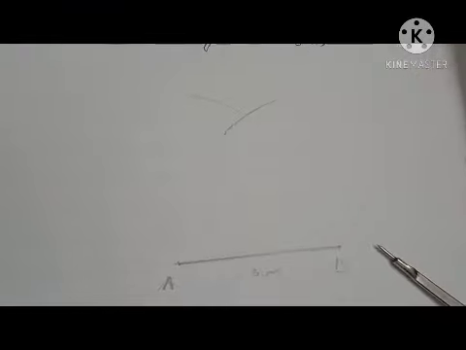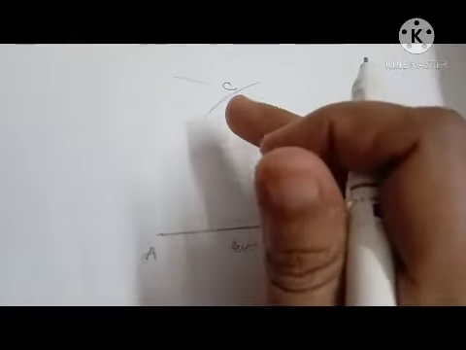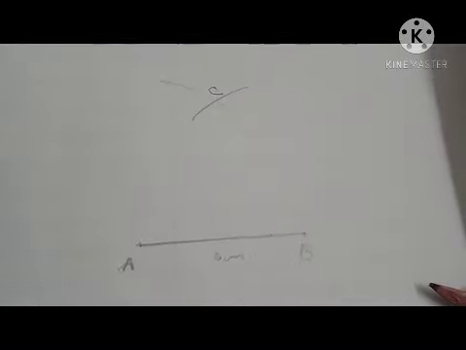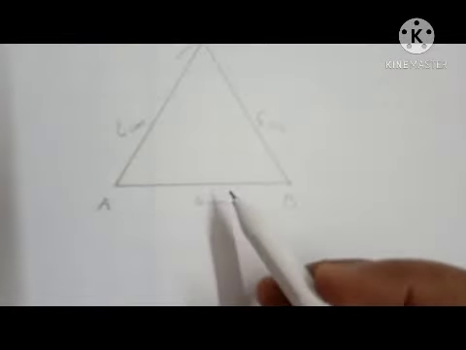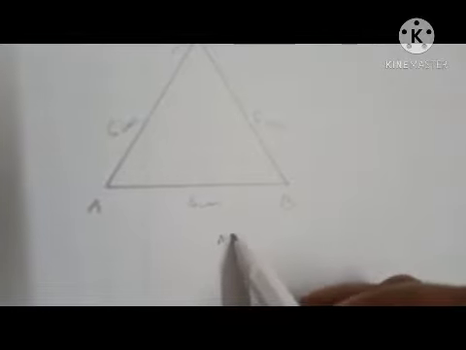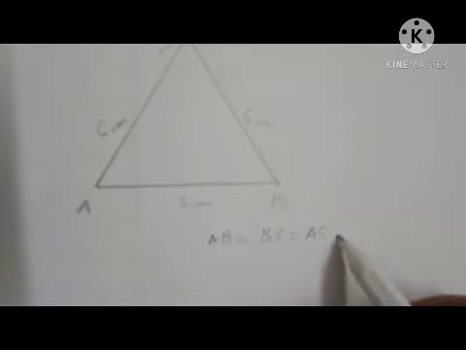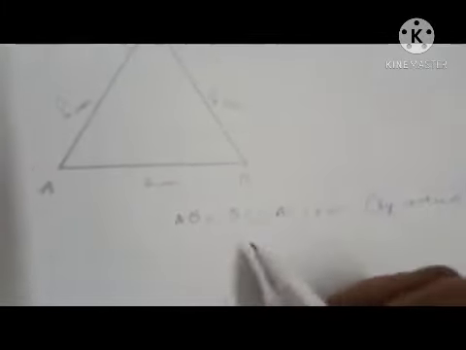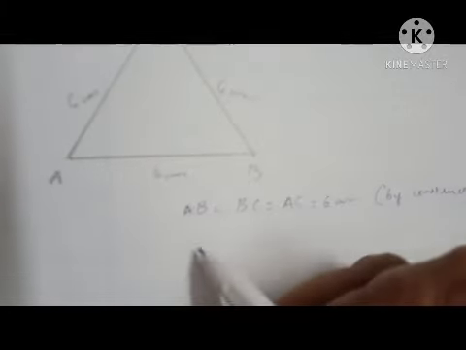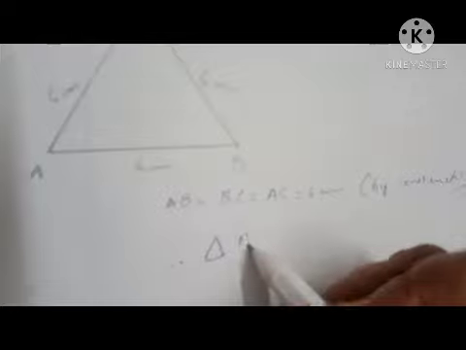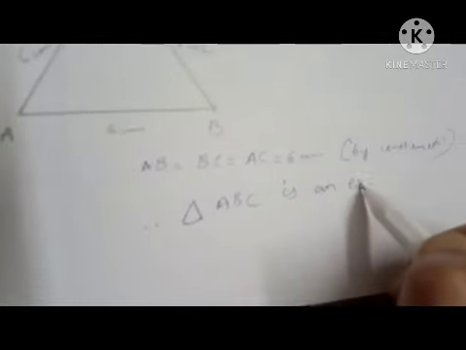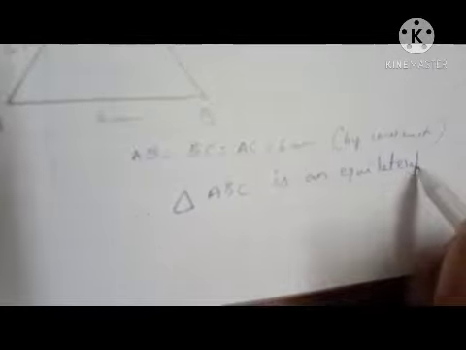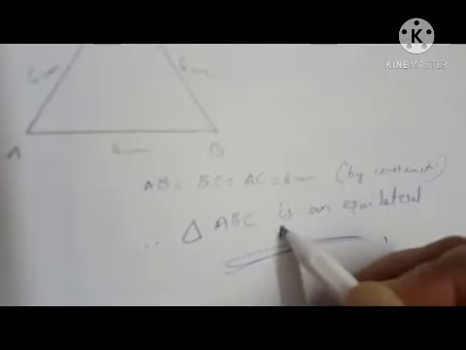Now we will get an intersecting point, that will be C. Then join AC and CB. Then we will get the equilateral triangle ABC here with side 6 cm. Required equilateral triangle. Then in this question they asked to give the justification. So AB equal BC equal AC equal 6 cm by construction. When the three sides are equal, then it should be an equilateral triangle. So therefore triangle ABC is an equilateral triangle. This is the justification for our construction.